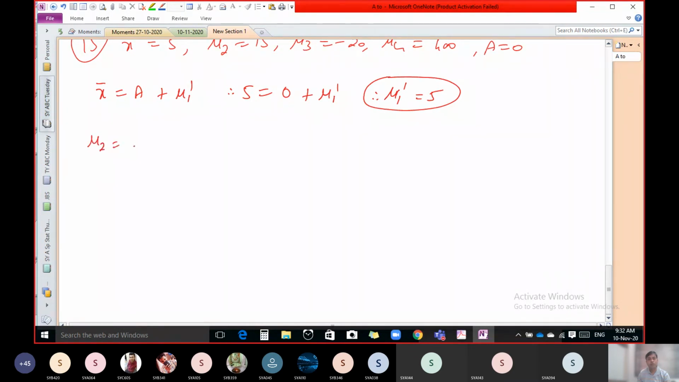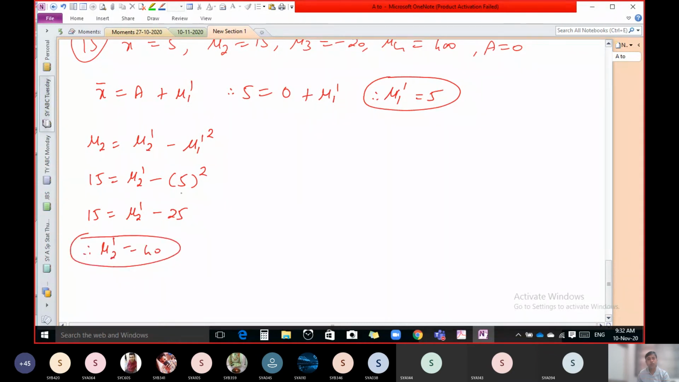Now we know the formula of mu2. It is mu2 dash minus mu1 dash square. Mu2 is 15. Mu2 dash we don't know. Mu1 dash is 5. So we get 15 equal to mu2 dash minus 25. Take 25 to this side, so we have to add 25 and 15. We get 40. So now mu2 dash is 40.